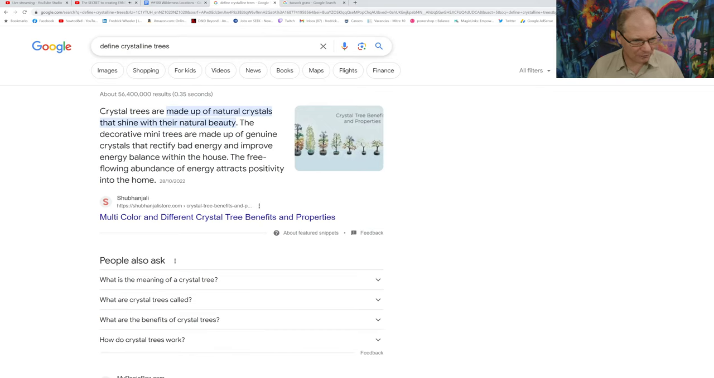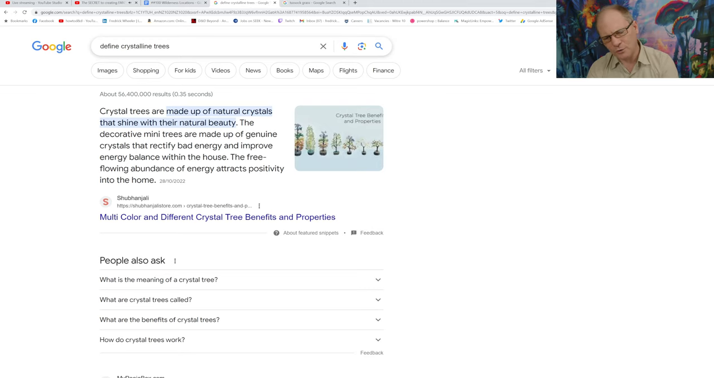Crystal trees are made up of natural crystals that shine with their natural. Are you kidding me? Is this a real thing? Is this natural, or are they created by man? That looks like it's created by man. It's a decorative mini tree. What is the meaning of the crystal tree?